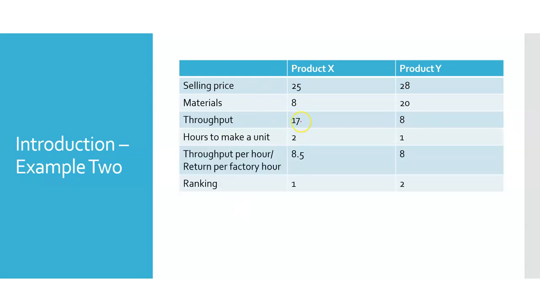So what we now see is this is the throughput. This is the amount of time in hours it takes to make a unit. And so we can now work out what the throughput is per hour. The throughput per hour here is 8.5 per bottlenecked hour, and here it's 8. So we have a greater throughput here, so we should make product X first. And that's what we do.